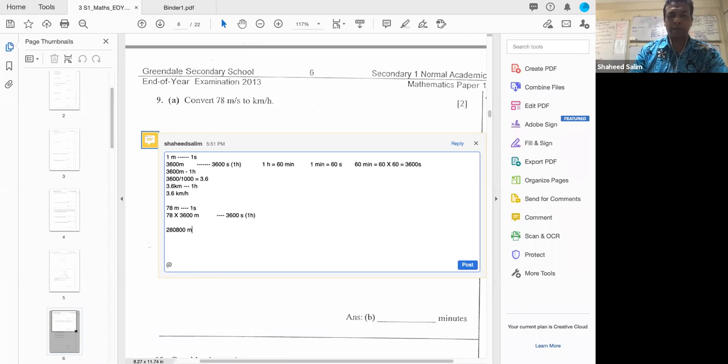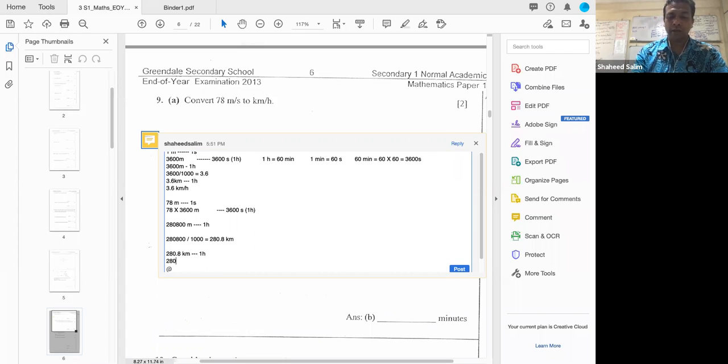You will get 280,800 meters in 1 hour. Why 1 hour? Because 3,600 seconds is 1 hour. Then change this now into km, from meters to km. 280,800 divided by 1,000, you get 280.8 km. So down here will be 280.8 km in 1 hour, which means 280.8 km per hour.